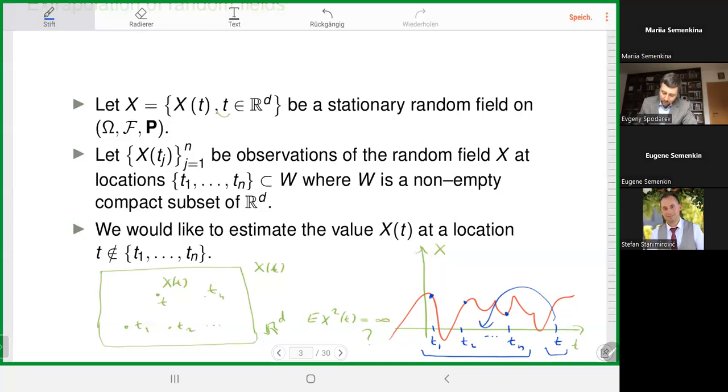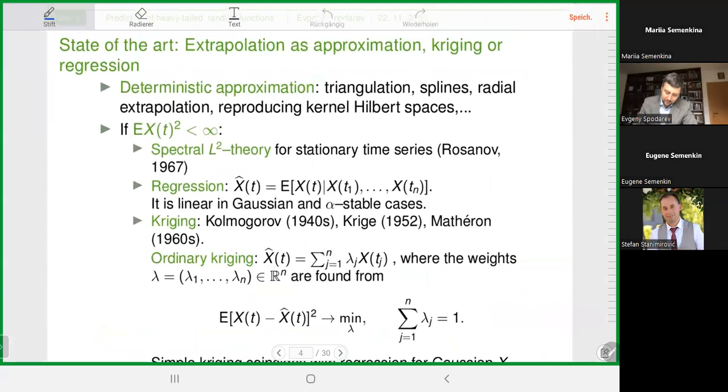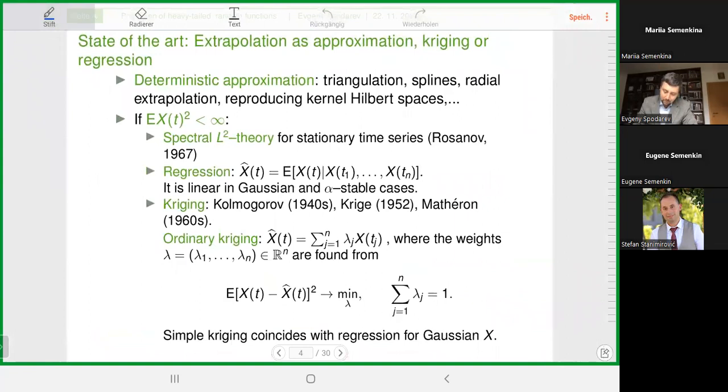So this is the general framework of extrapolation or interpolation, if you wish, or prediction. And now let us look at what is known up to date. So if we say that X is a deterministic function, then of course we have the possibility to do deterministic extrapolation. And there are many possibilities, like the triangulation of a surface, splines of all possible kinds, radial extrapolation, even reproducing kernel Hilbert spaces, and so on and so on. So this list is not exhaustive.